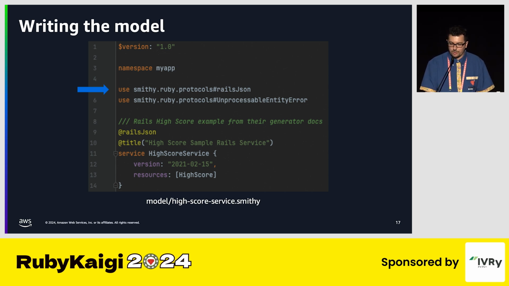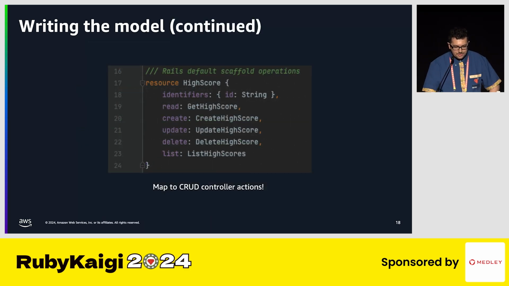You can implement your own protocol if you want. Most importantly, we define our service, the high-score service, with a high-score resource. We then annotate the service with the Rails JSON protocol to specify that the service implements this protocol. The high-score resource is essentially where we define our CRUD actions. We define a create, read, update, delete, and list operation for the resource, and the identifier will be the default ID that Rails uses for its models.